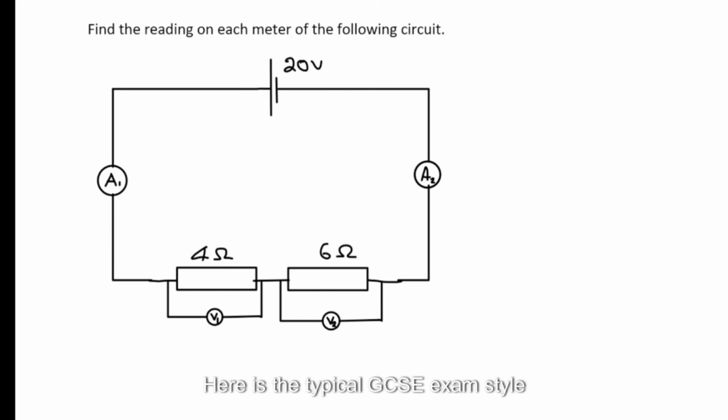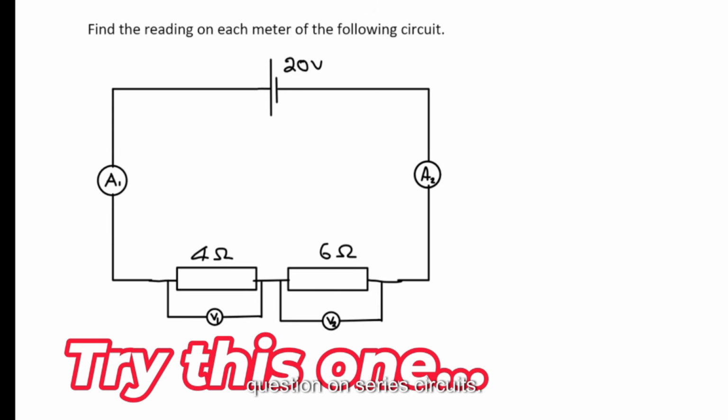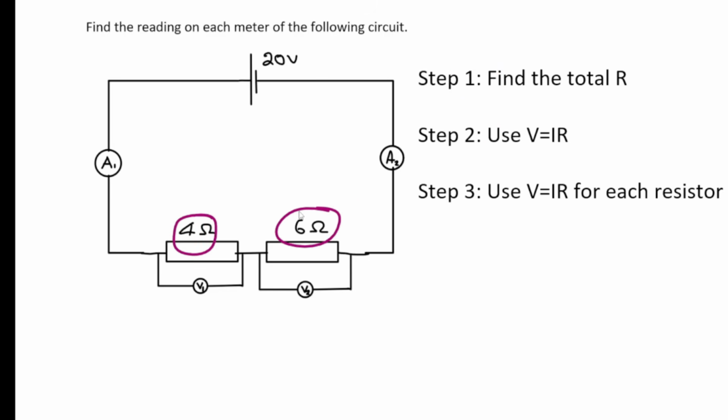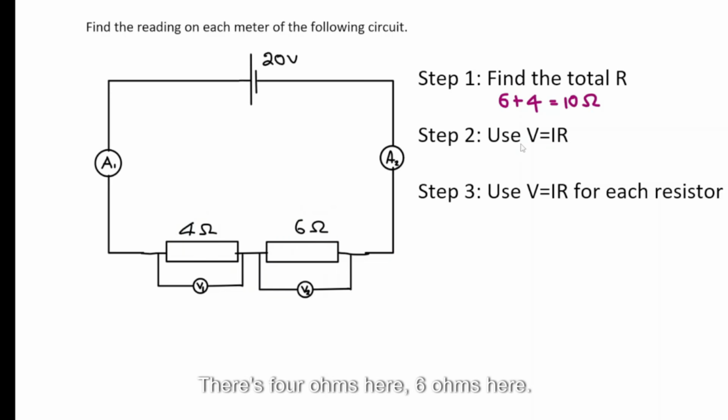Here is the typical GCSE exam style question on series circuits. If you want, pause the video and give it a try. Step 1 is to find the total resistance. So how do you find the total resistance? There's 4 ohms here, 6 ohms here. So the total resistance is 10 ohms.